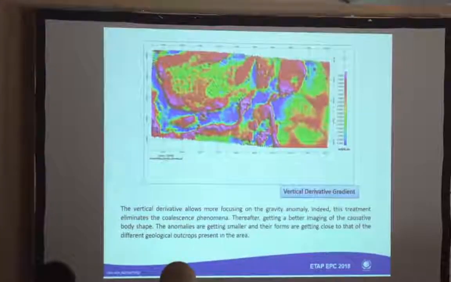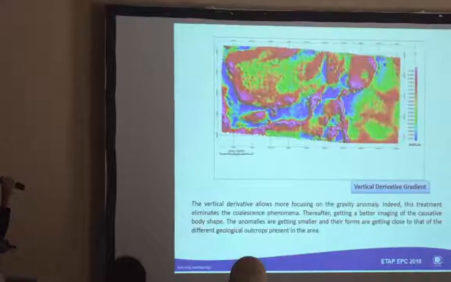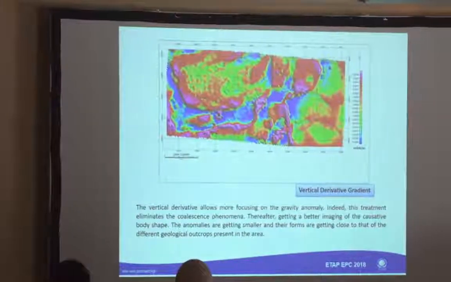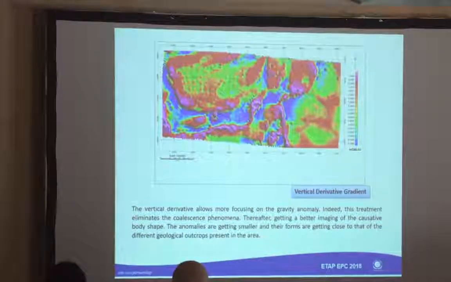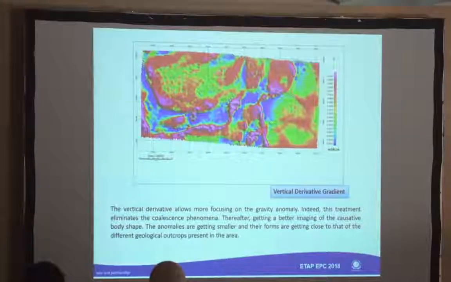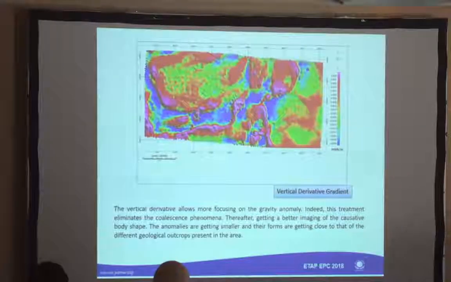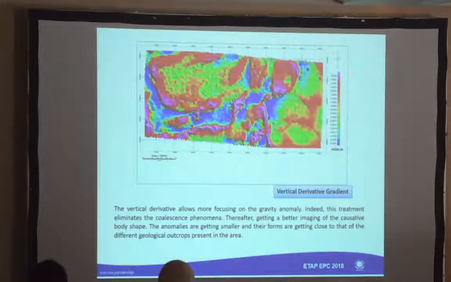Let's move on now to the vertical derivative gradient. This technique allows more focusing on gravity anomalies. Indeed, this treatment eliminates the coalescence phenomena, thereafter giving a better imaging of causative body shapes. The anomalies are getting smaller and their forms are getting close to that of the different geological outcrops present in the area.